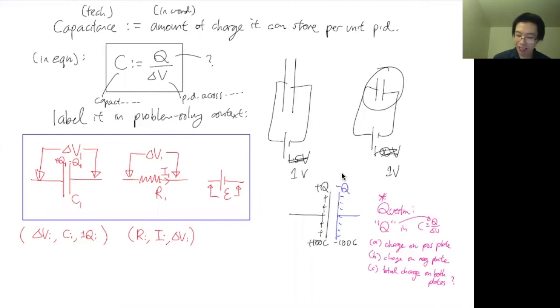So I'm not going to write that out, but maybe you want to give yourself a note over here. What does the Q mean? It's the magnitude of the charges on one of the plates.